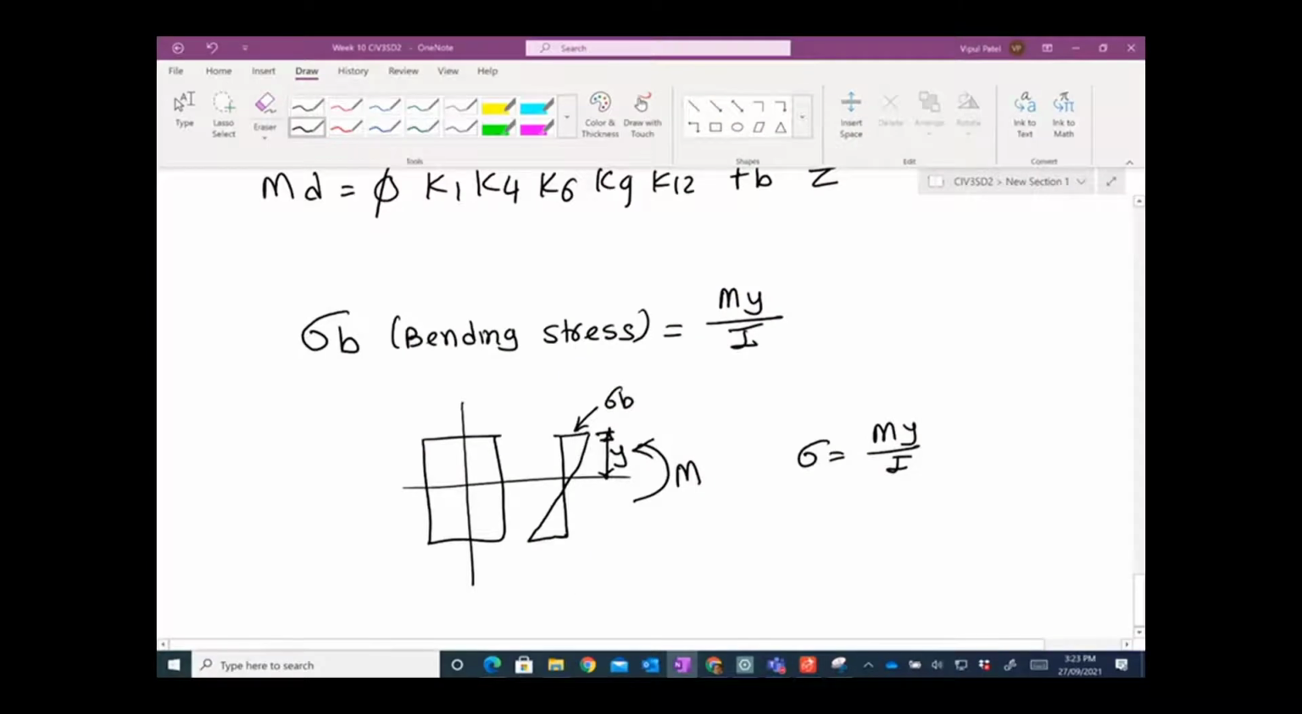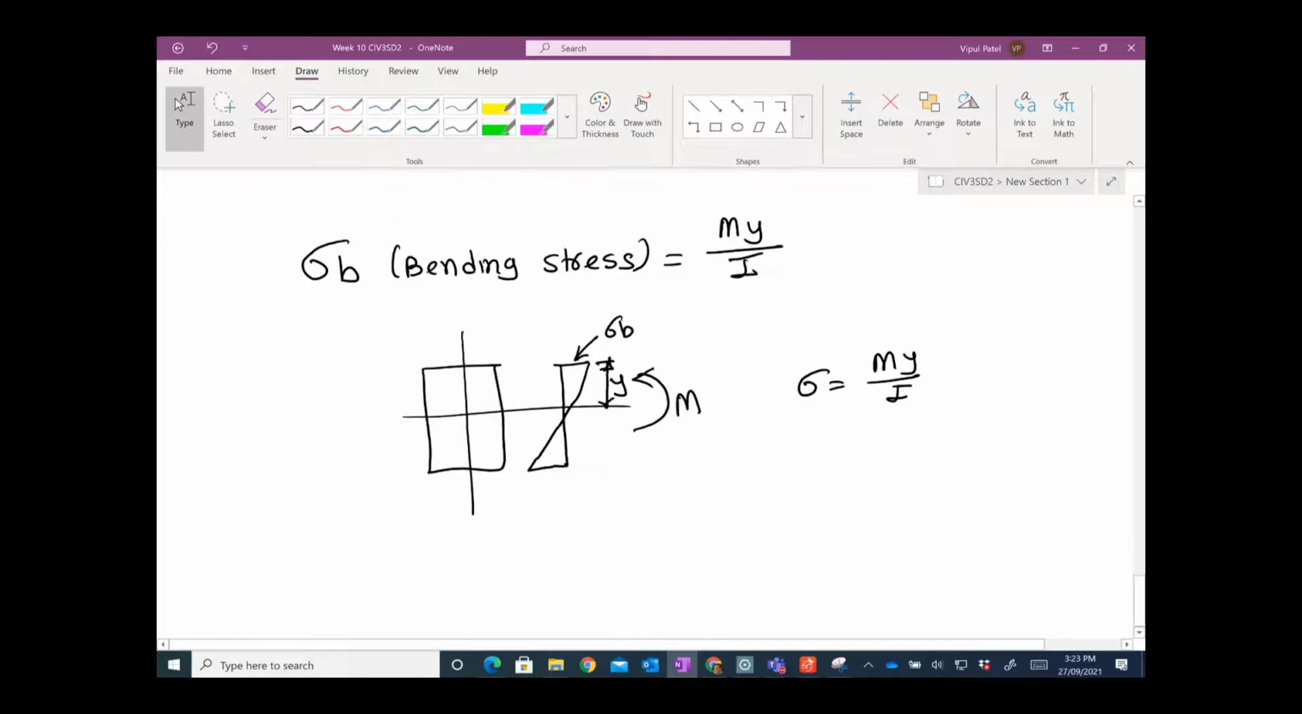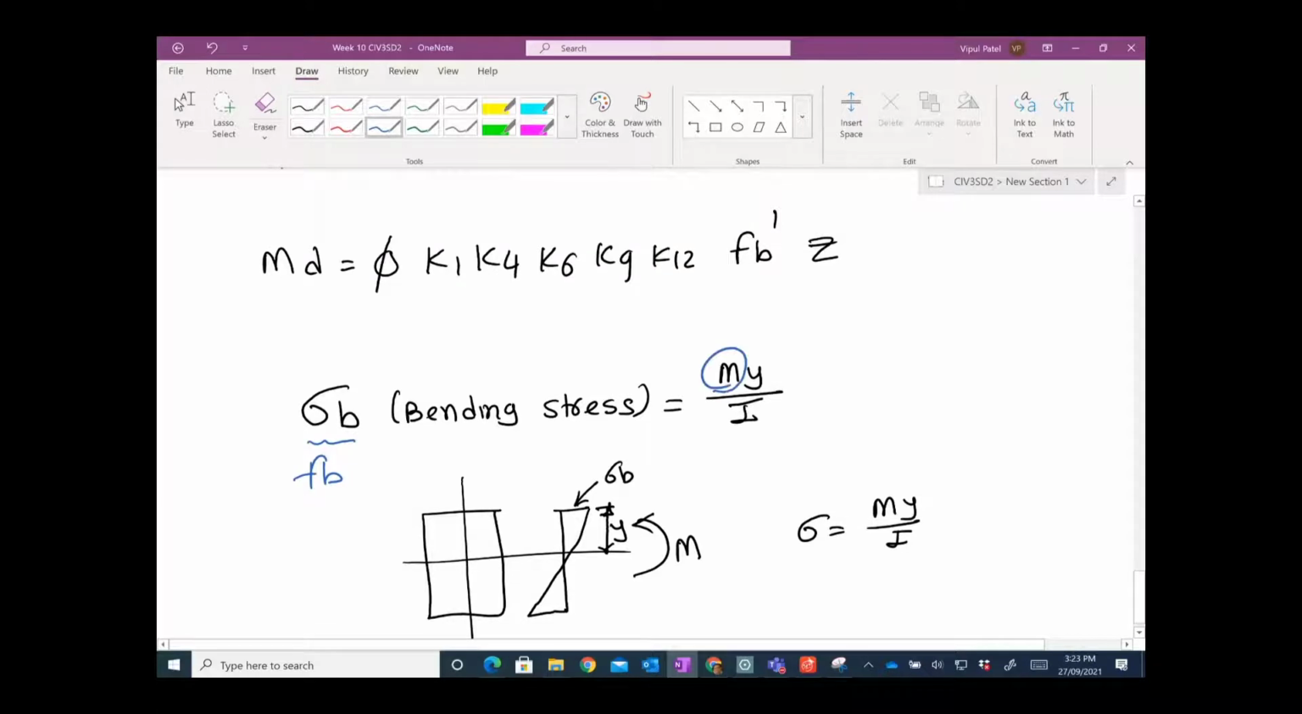As you know the standards, here the Australian standard says that this is f_b. This is just the name, it is just f_b. So the standard is just saying that this is your f_b. That is fine for me. They call the moment M_d. That's fine. So I can just rewrite that f_b equals M_d y on I. That's fine.